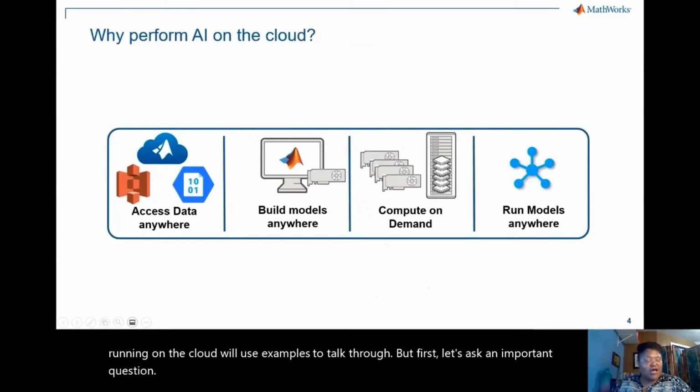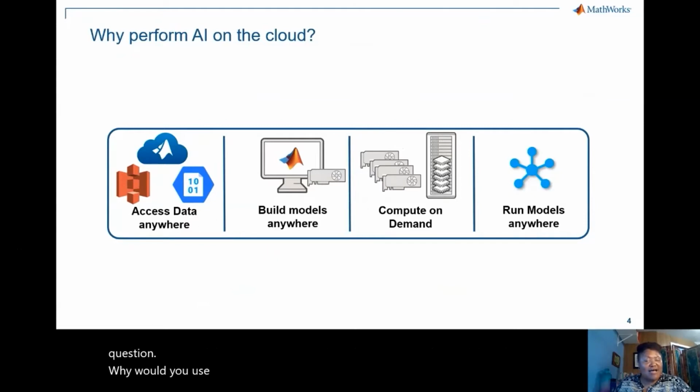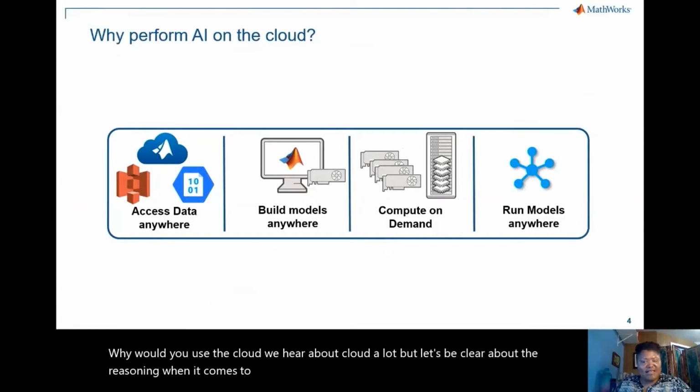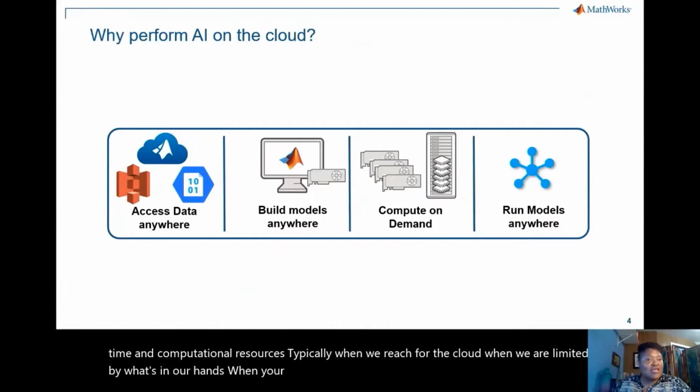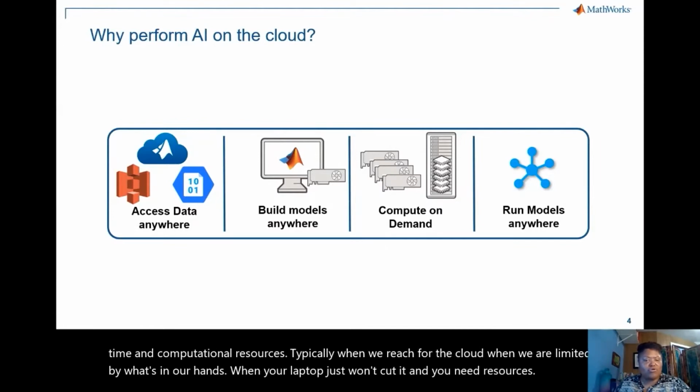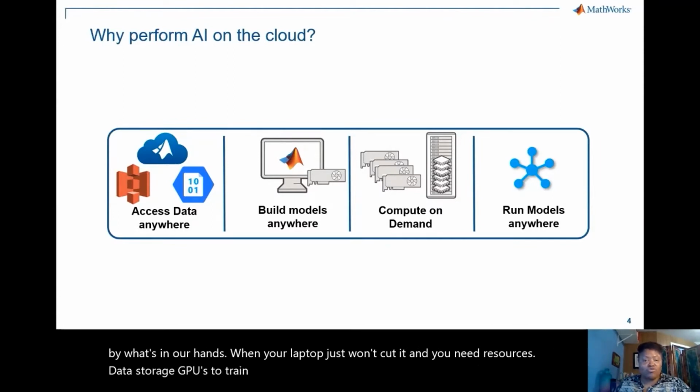Why would you use the cloud? We hear about cloud a lot, but let's be clear about the reasoning when it comes to AI especially. Deep learning models involve lots of data, training time, and computational resources. Typically, we reach for the cloud when we are limited by what's in our hands, when your laptop just won't cut it, and you need resources, data storage, GPUs to train your networks, and finally, to share your results.